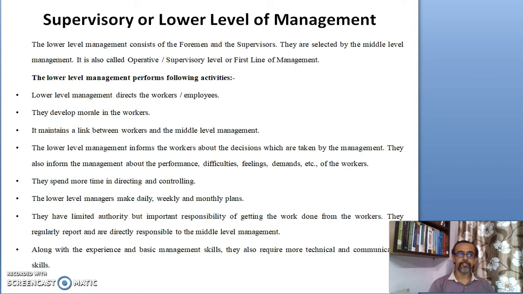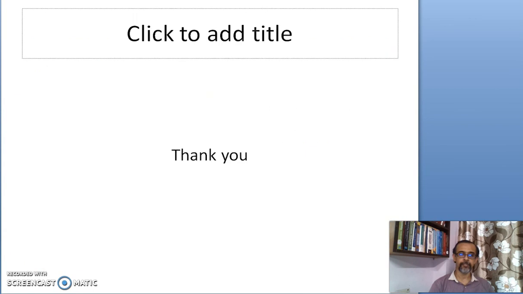The lower level management informs the workers about the decisions taken in the organization, and they spend more time in directing and controlling the people. The lower level management makes daily, weekly, and monthly plans, and along with the experience and basic management skills, they also require more of technical and communication skills. So these are some of the functions of the three levels of management.